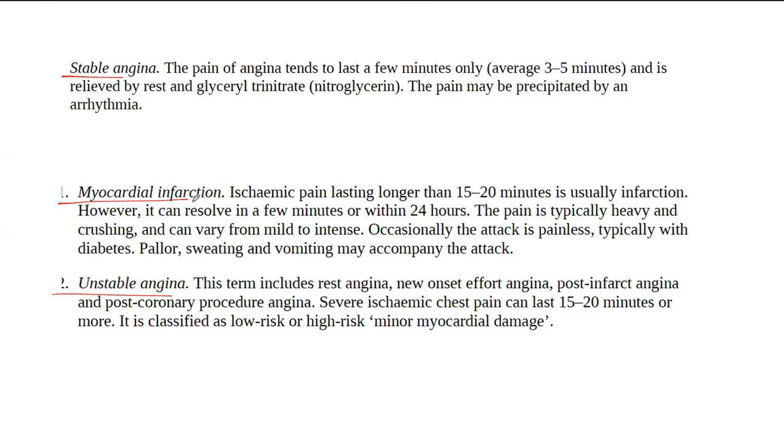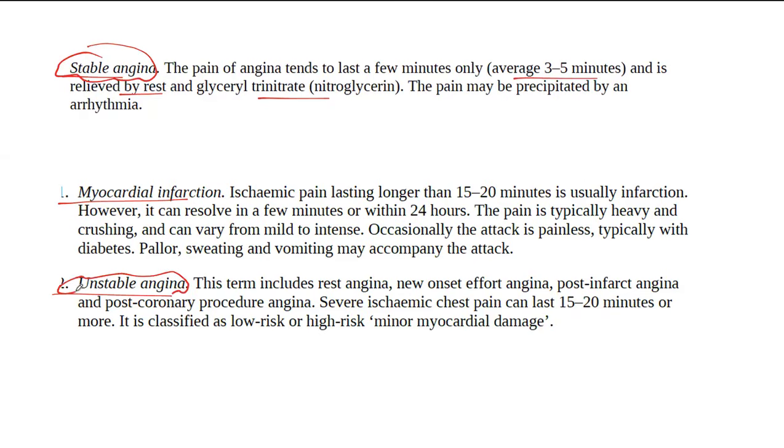then you will need to think of, is it a stable angina? If it is a stable angina, the pain will be the same, but it will usually last for an average of 3 to 5 minutes. It will be relieved by rest, and if the patient takes GTN, which is nitroglycerin spray or sublingual tablet, it will get better. So that's stable angina.